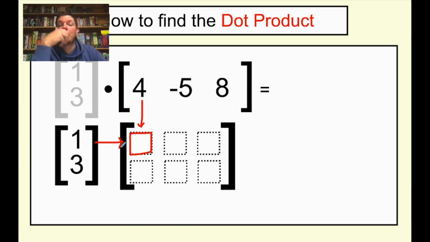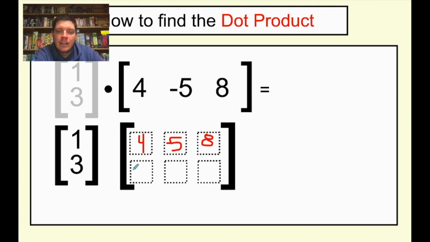Now notice this is going to be pretty straightforward because there's only one number in each of these. So basically 1 times 4 is 4. So let me go ahead and erase this stuff. Okay, so this number right here is just going to be 4. There's not even any adding because we only have one of each number. So to find this number right here, look, -5 times 1 is -5. To find this number right here, 1 times 8 is 8.